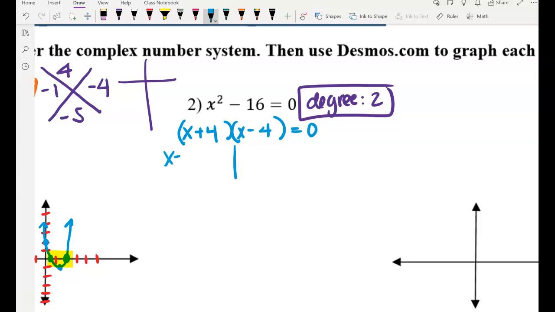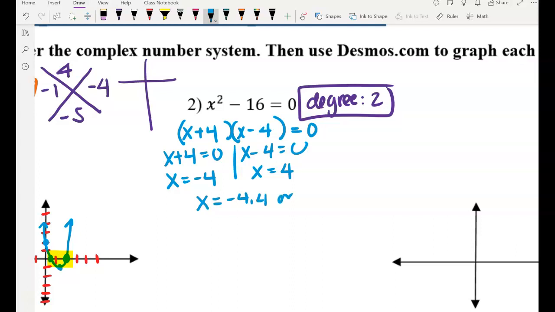So take each factor and set equal to 0. So this left side, x is immediately negative 4. This right side, x is 4. So you can write it like this, negative 4, comma 4, or you can write plus or minus 4. That's really up to you. Okay, now graph it in your decimals to see what this looks like.